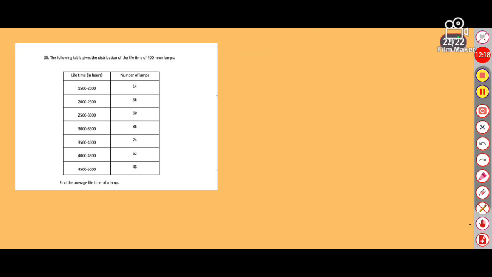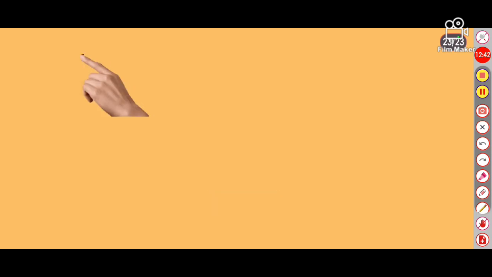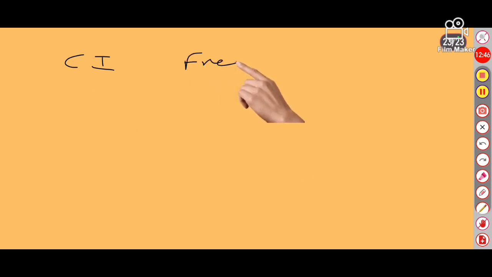The following table gives the distribution of the lifetime of 400 neon lamps. For the lifetime 1500 to 2000, you get 14 lamps. 2000 to 2500, you get 56. 2500 to 3000, you get 60, and it goes on up to 4500 to 5000, that is 48. Now they are asking the average lifetime. So for finding it, you need to find the cumulative frequency also.